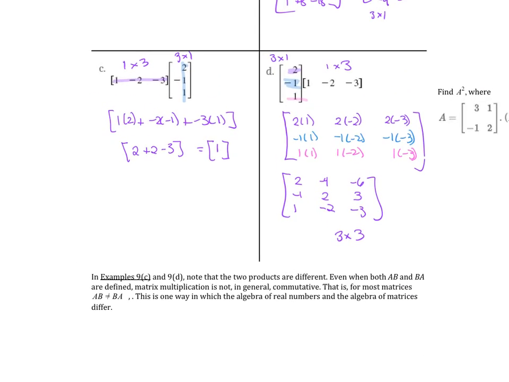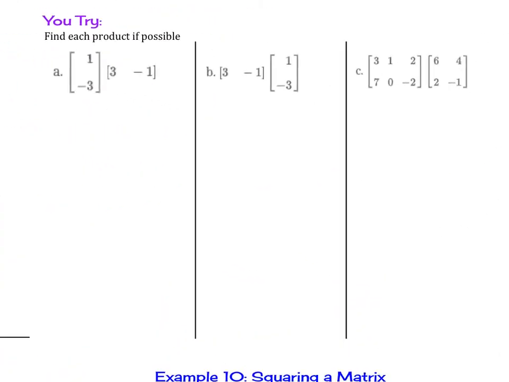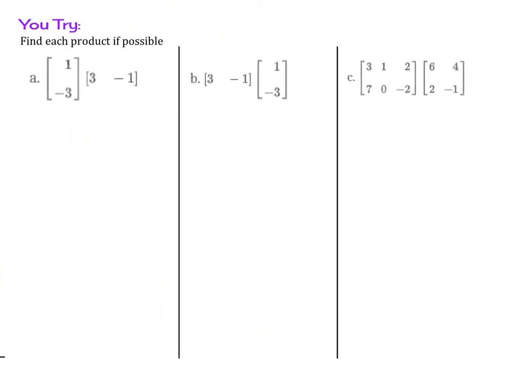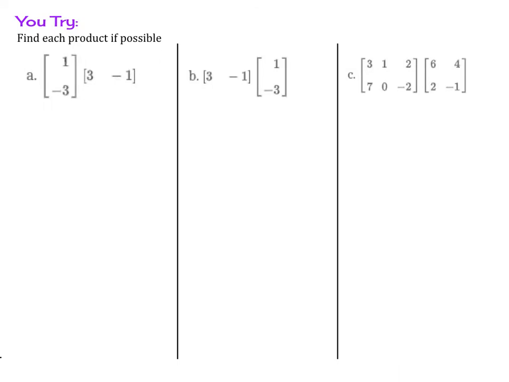Even when both AB and BA are defined, matrix multiplication is not in general commutative. That is, for most matrices, AB does not equal BA. This is one way in which the algebra of real numbers and the algebra of matrices are different. So you're going to try it. Find the product, if possible, for each of these three.